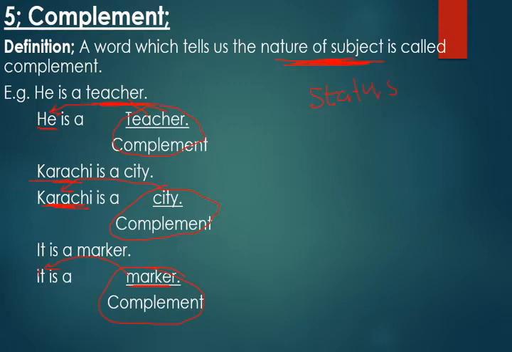Karachi is a city. Now see, why don't I say Karachi is a village or Karachi is a country? Because it has been given the status of a city. Status means nature of a place. I say it is a marker, why don't I say it is a car? So this is what marker is telling, the status of it. Keep in your mind, complement is the word which tells us the nature of subject.